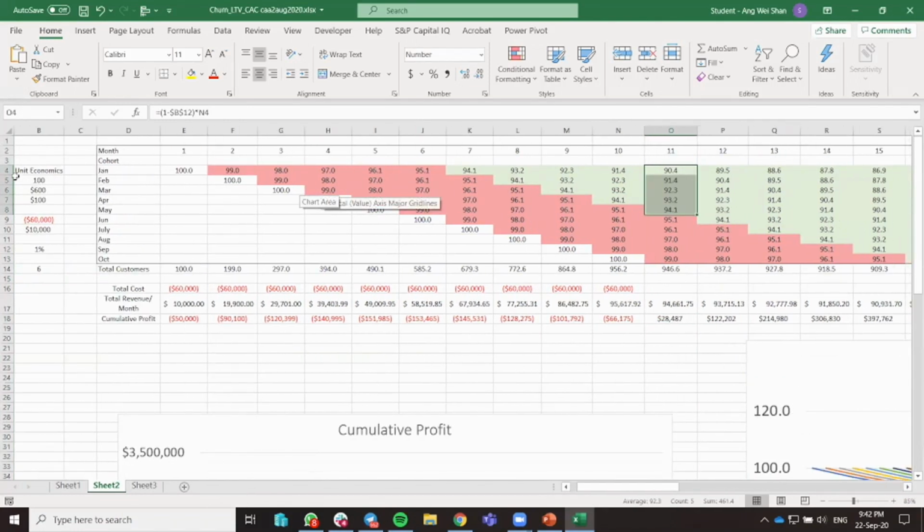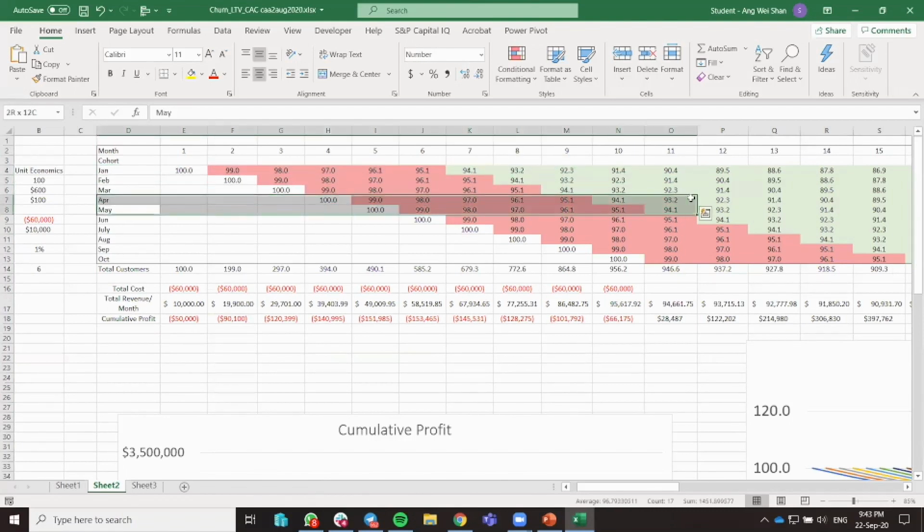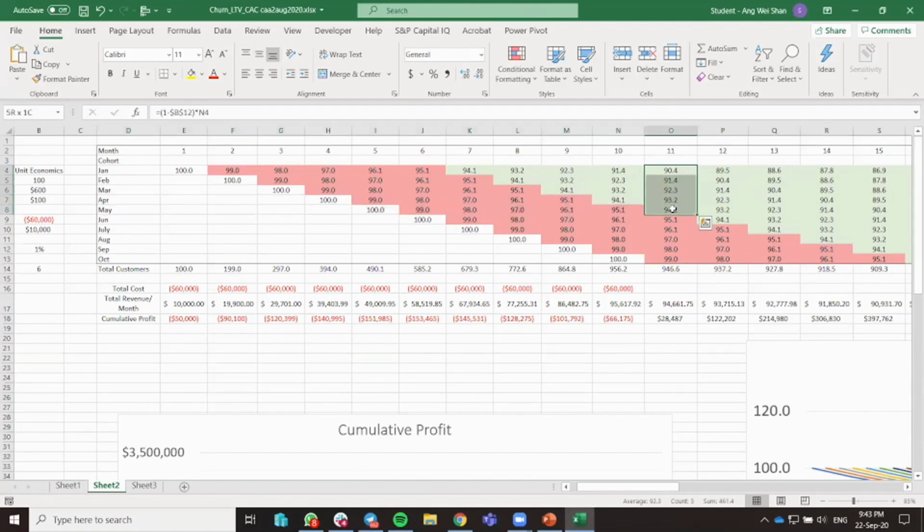So you can see here, on month 11, our cohorts of January, February, March, April, and May will be profitable. And this is almost half of all the cohorts I have. So this is 1, 2, 3, 4, 5 cohorts out of 10 cohorts that are actually profitable already.